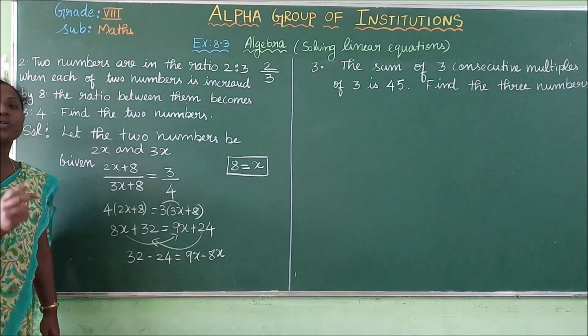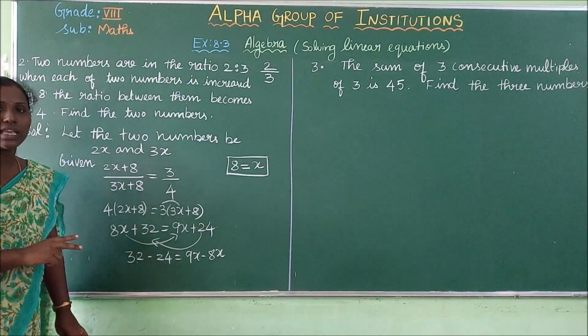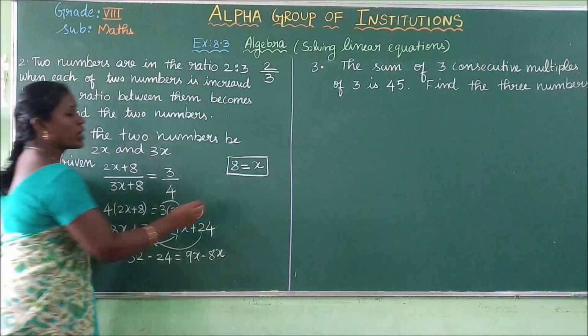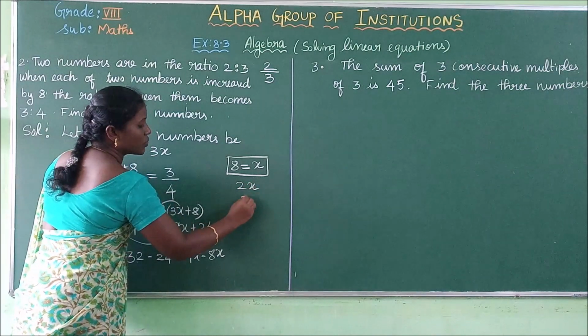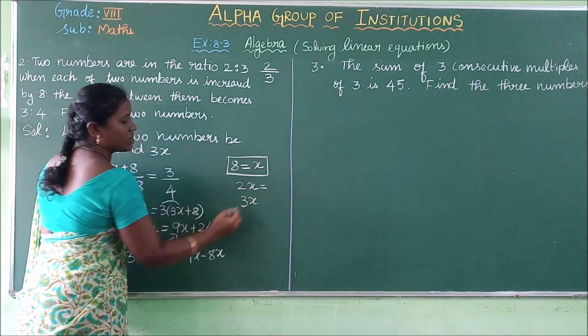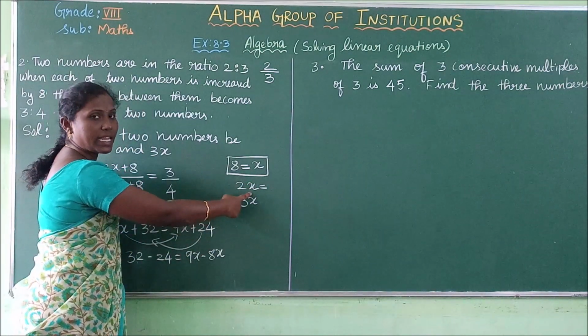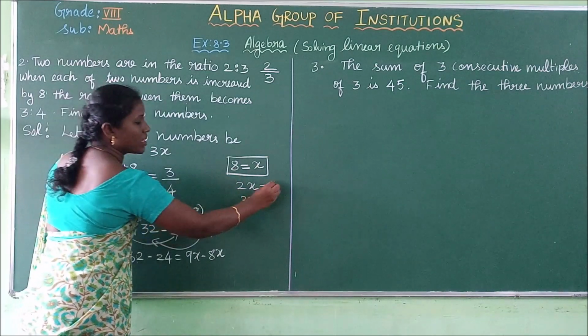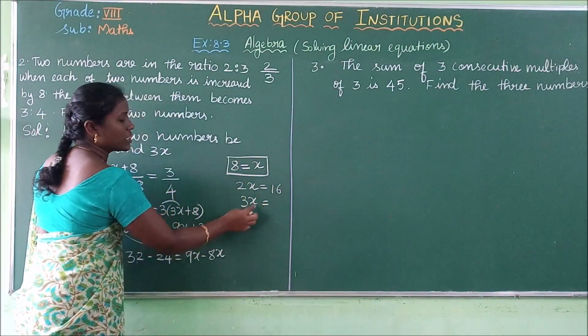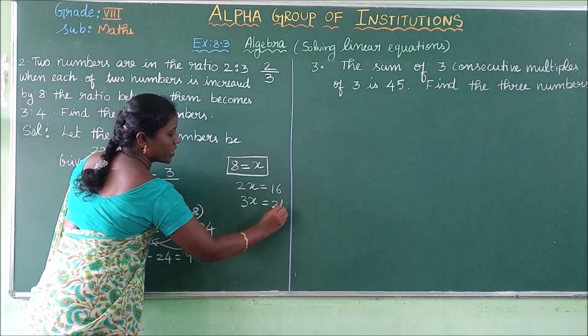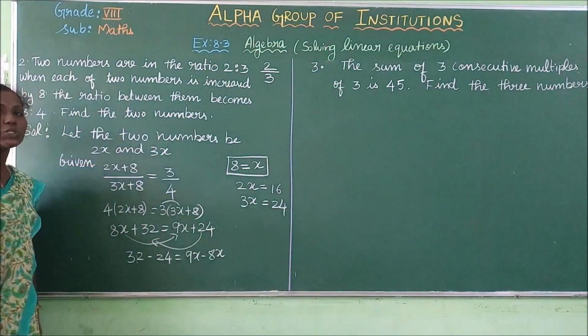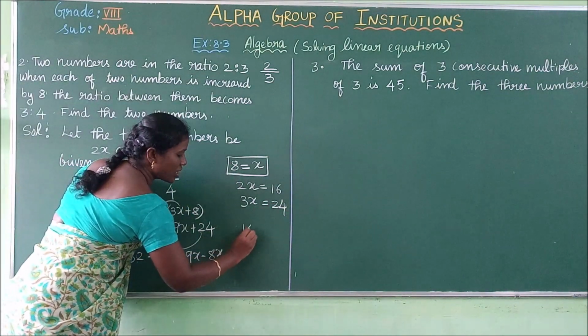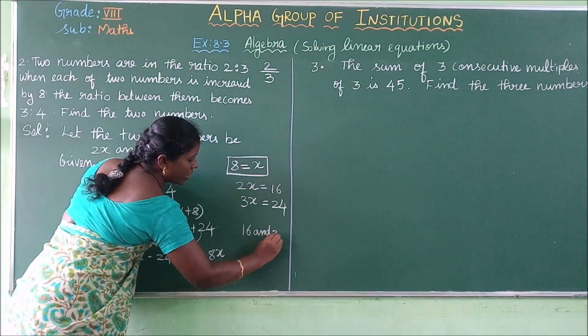But here the question asks us to find the two numbers, not only x. So what are the two numbers? One is 2x, the other is 3x. That means we have to replace x by 8. So 8 2s are 16. The other one, 3x, is 8 3s are 24. So the required two numbers are 16 and 24.